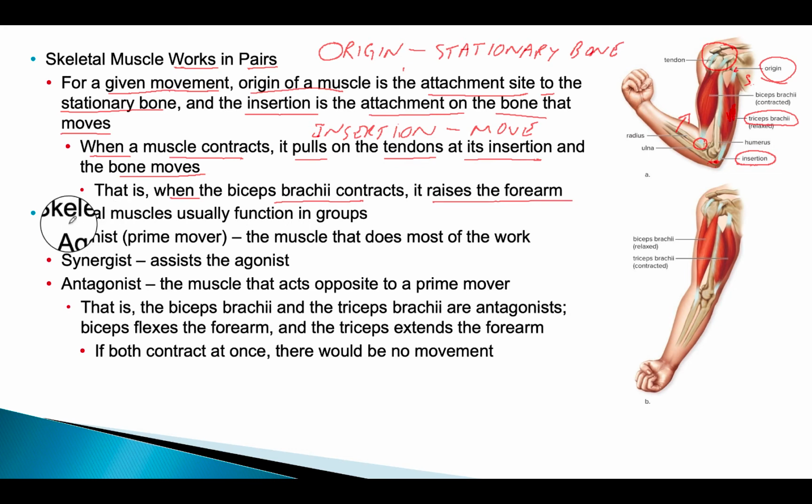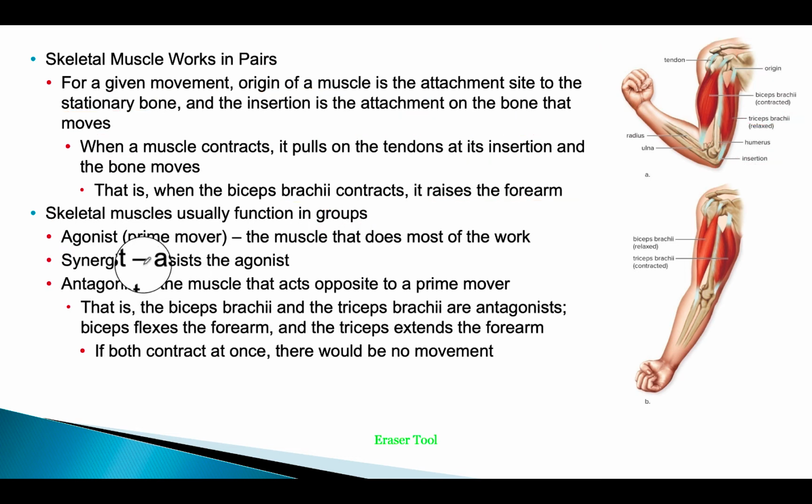Skeletal muscles usually function in groups. So, working in pairs, now functioning in groups. We have these terminologies here: agonist, synergist, and antagonist. So what do these actually mean? When they function in groups, one muscle is going to become your prime mover, or your agonist. Basically, this is the muscle that does most of the work, the primary muscle doing the work. We have a synergist muscle. This synergist muscle is going to assist your agonist. I'll show this in a minute over here.